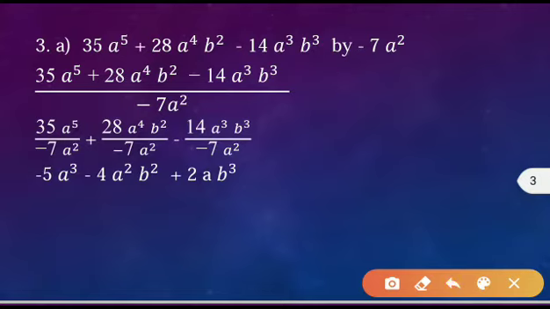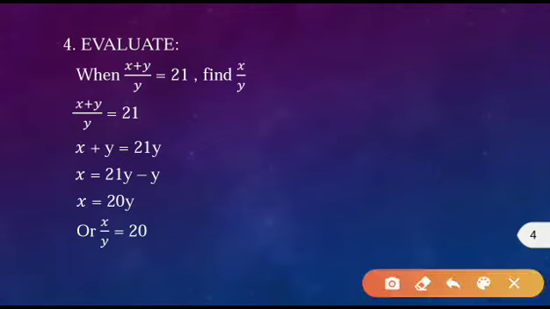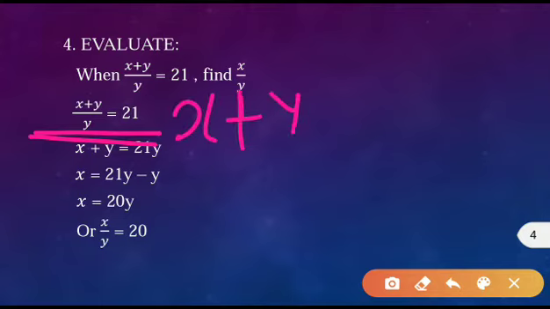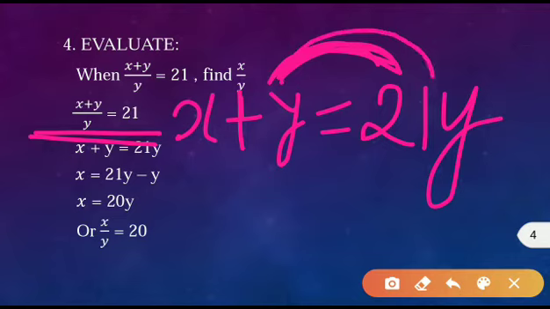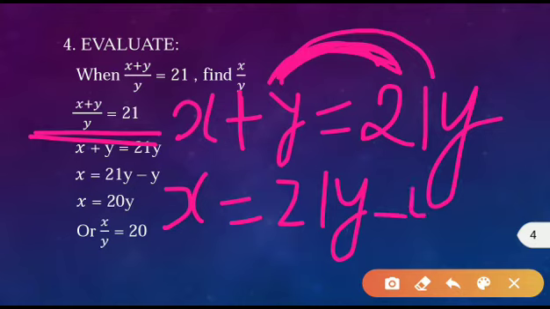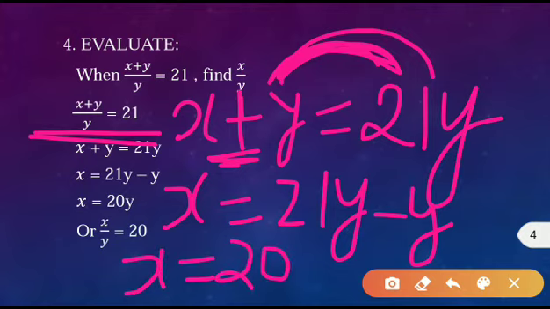Next question. Question number 4. Evaluate: when x plus y upon y is equal to 21, then find what will be the value of x by y. This is given. From here you can do a cross multiply. You will get this. Both are like terms, so shift this y to the right hand side. This will become 21y minus y, because here it is a plus sign. When you transfer it to the right hand side, it will become minus. Then x is equal to, when you subtract, 20y.